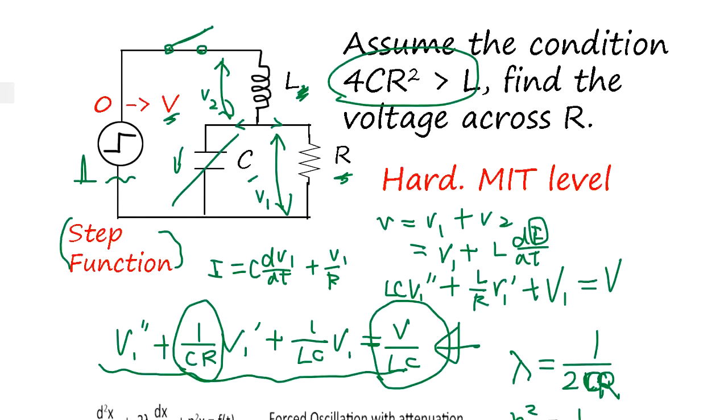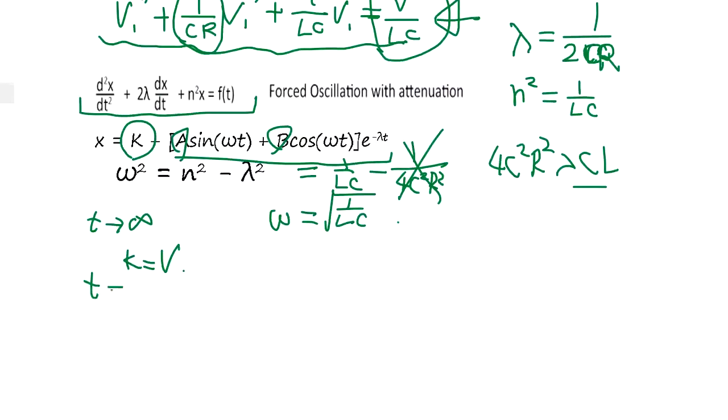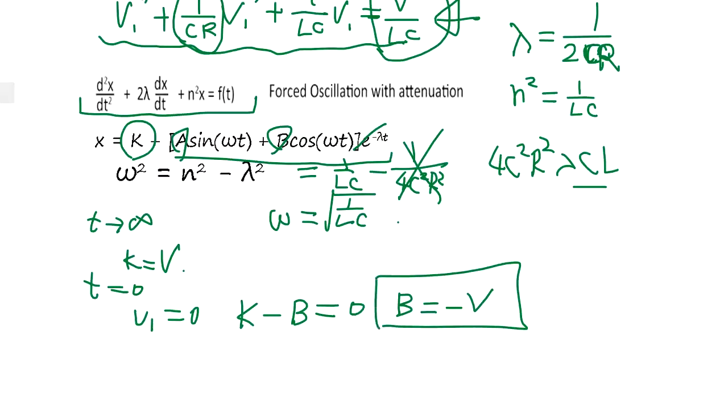Now, next, when t is 0, you suddenly apply the voltage. This guy refuses to let any current flow. You take the entire voltage V. That means this guy is at 0 here. V1 is 0. So when t is 0, V1 is 0. And that means K minus, at t is 0, this is 1, and this disappears. B equals 0. So B is minus K, which is minus the voltage V. Okay.